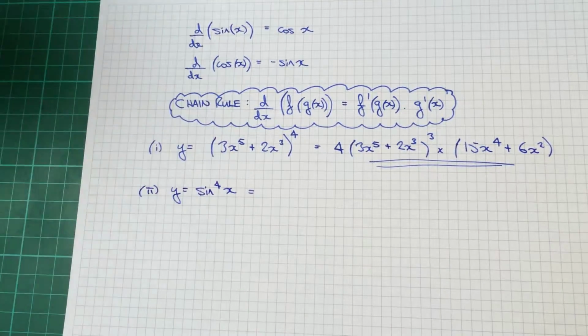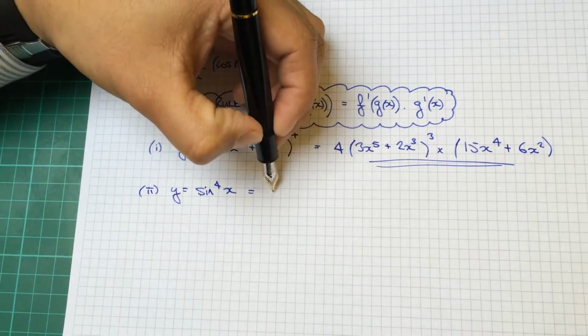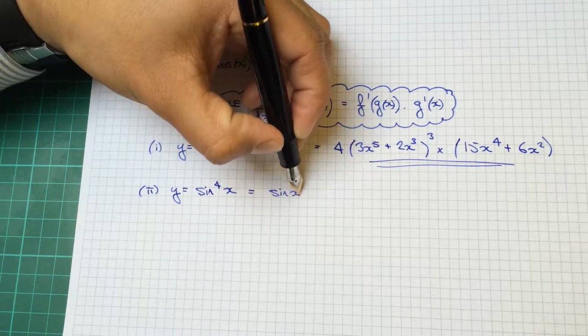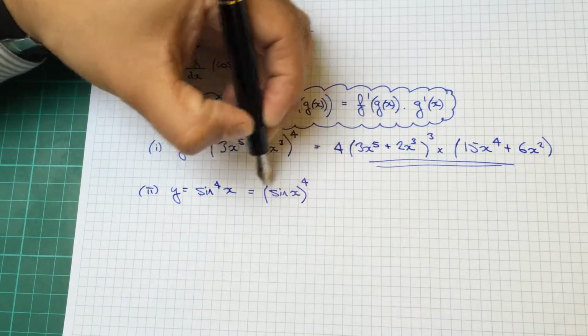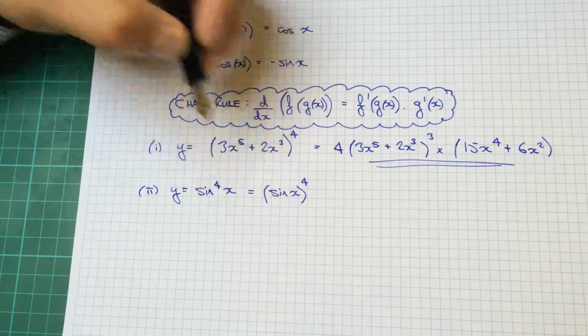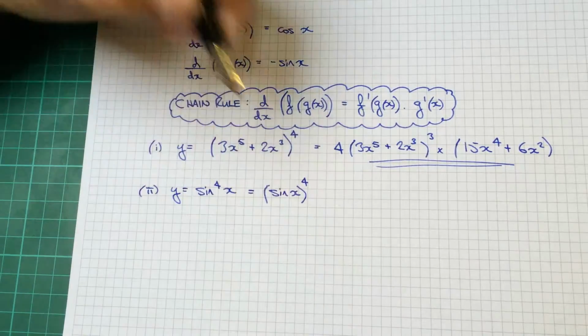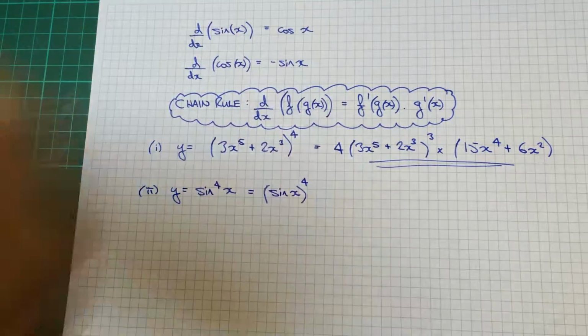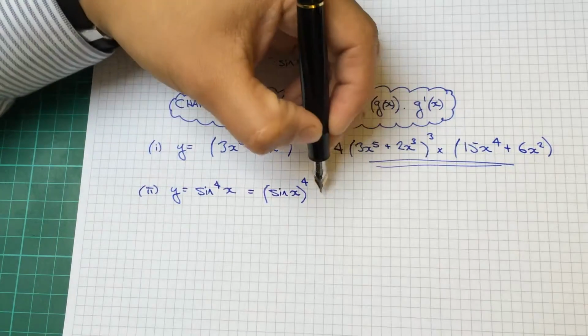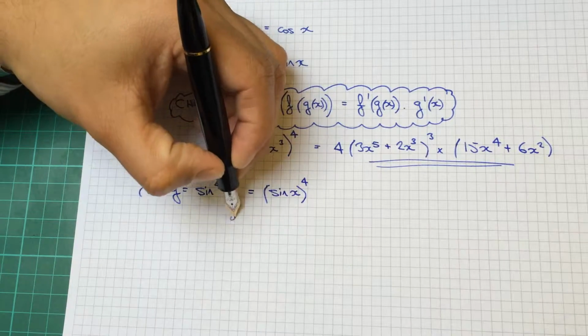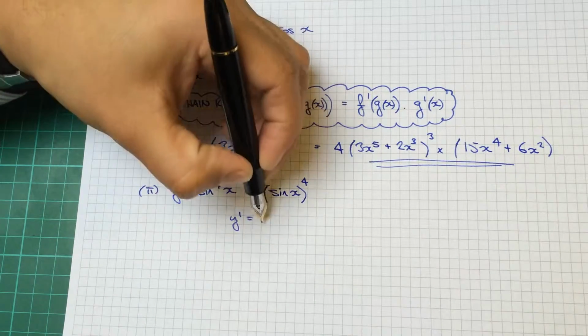What's the g in this case and what's the f in this case? So if I rewrite it this way, and this is the same thing. These two are the same things as each other. It's just a lot more apparent that sine x is now the inside function and the power of 4 is the outside function. So if I differentiate this, y dashed is going to be 4.